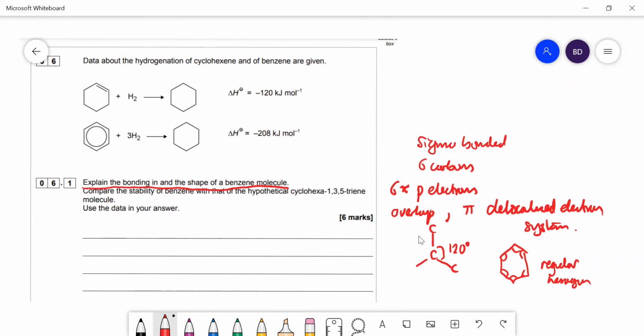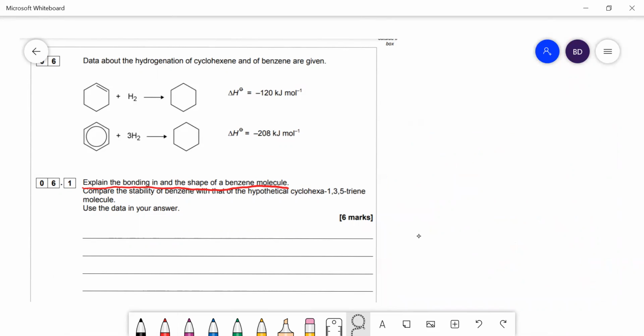Right, now compare the stability. With cyclohexene, when you hydrogenate one double bond, you get minus 120 kilojoules per mole out. You would expect for benzene to get 3 times that value if it was an alternate single bond, double bond structure. If it was like that, you'd expect 3 times that value, so that would be equal to minus 360. You don't get as much as that, you get a lot less.